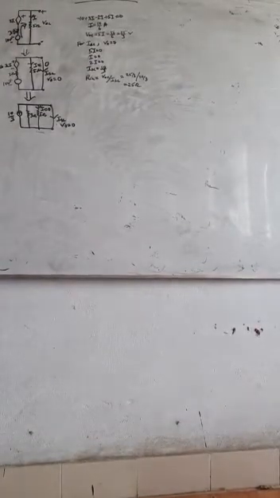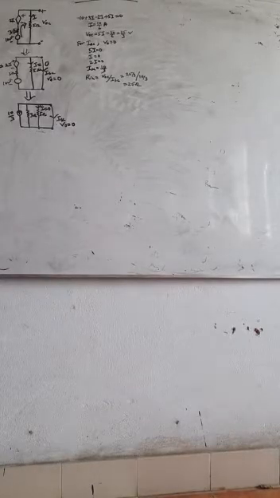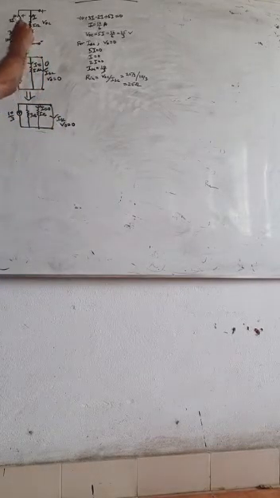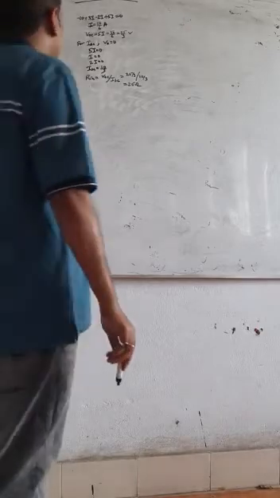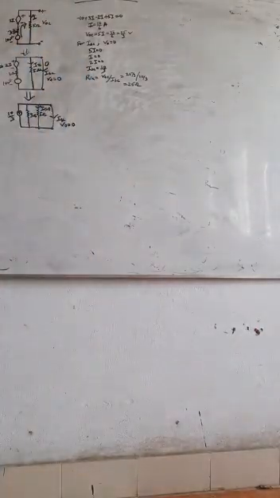Welcome students, welcome to problem number 3. In this circuit, this is a mixture of a dependent voltage source and an independent voltage source. You are asked to find the Norton resistance by using Norton's and Thevenin's theorem.